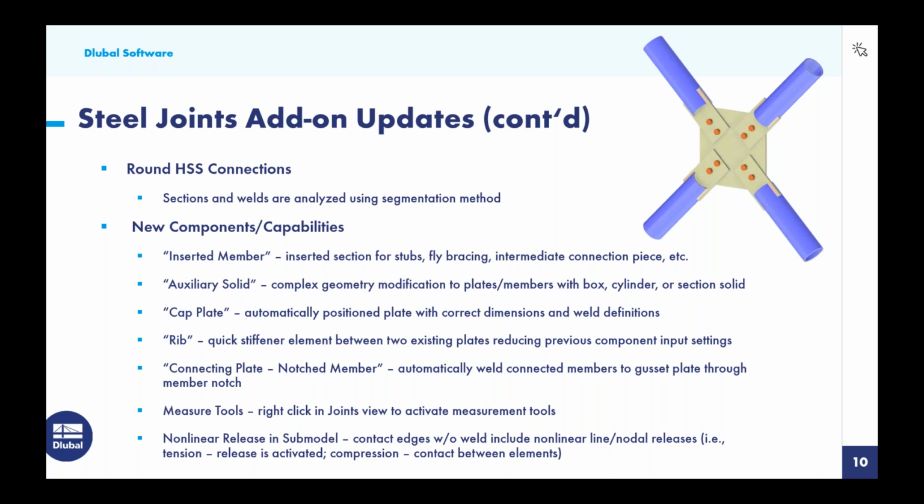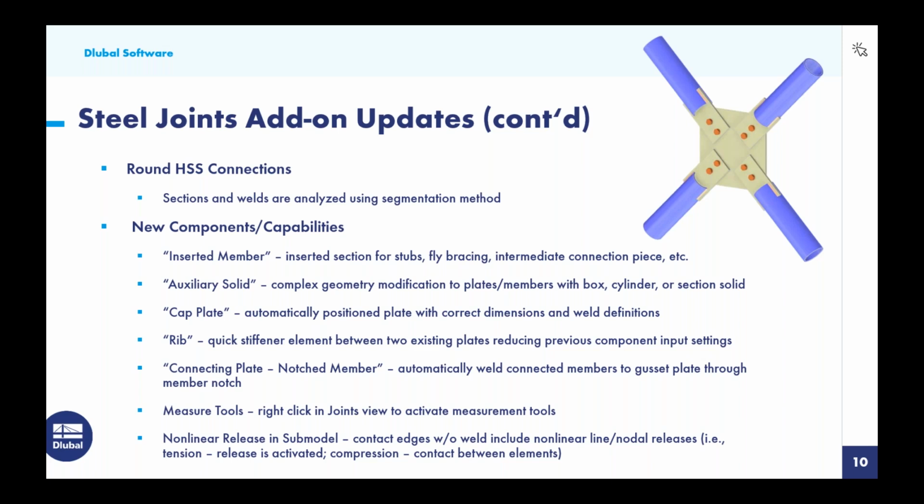A few components and capabilities that we have also added. Inserted member is a new component, and this might be important for connections with stubs, or perhaps we have fly bracing, intermediate connection pieces, and so on. Another component that we've added is called auxiliary solid. So sometimes with plates or members, we require some modifications that are rather complex. So these new auxiliary solids with boxes, cylinders, or sections allow us to make these modifications, such as a plate cut, again, for more complex geometry.